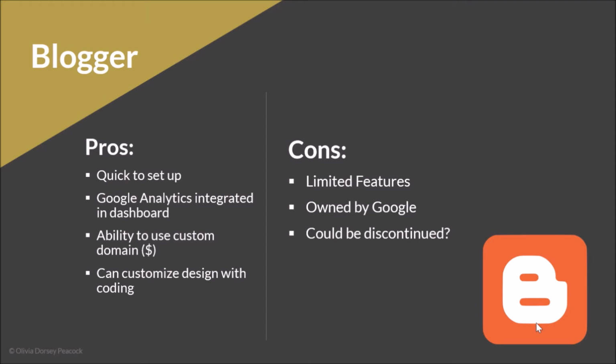Blogger is very quick to set up. So you basically create an account and it's already ready to go for you to start blogging. You can, of course, make stylistic changes with the various layouts that they may have, but you're pretty much set from that point. They also automatically have Google Analytics integrated into their dashboard, which basically means that as soon as you set up your account, you can go ahead and start tracking how many people are visiting your blog. You also have the ability to use a custom domain, although it does cost extra. And you can customize the design with some coding if you need to.